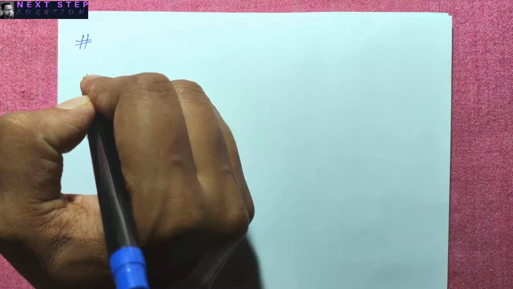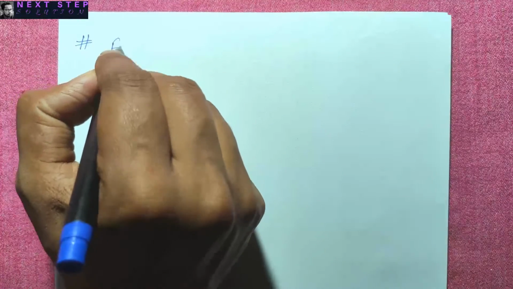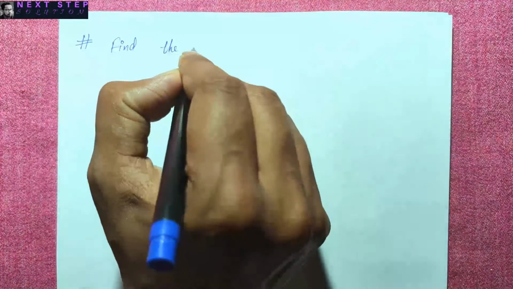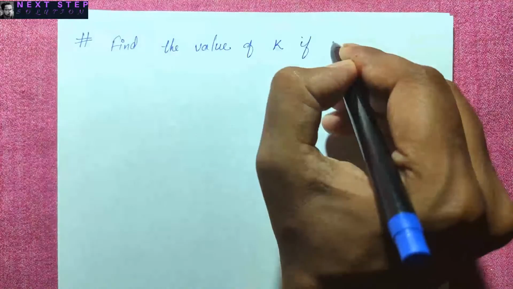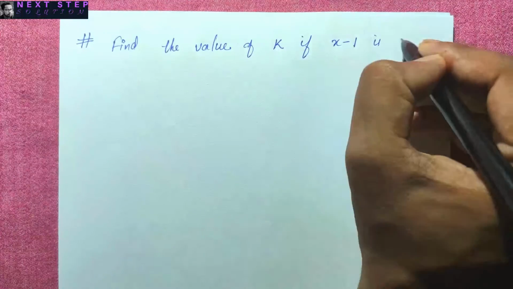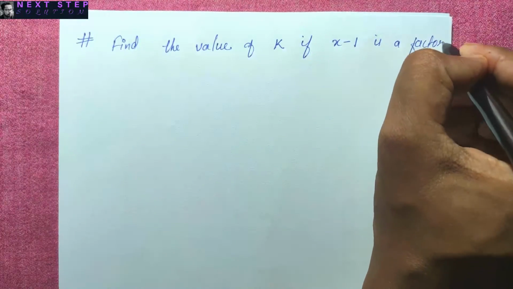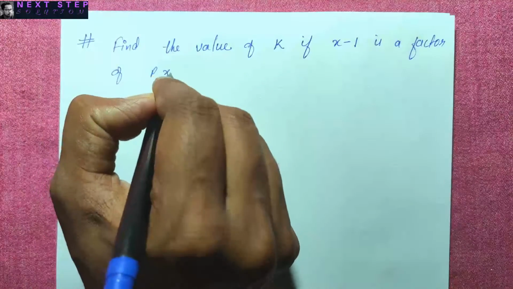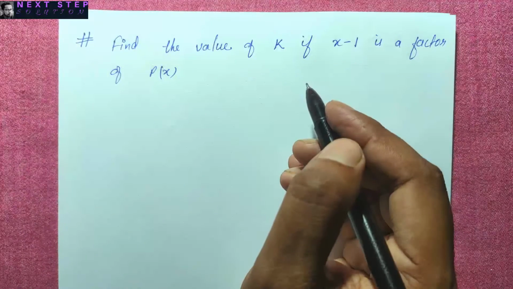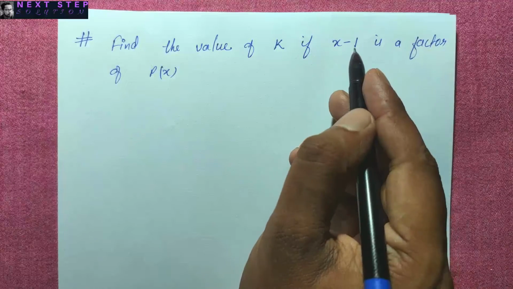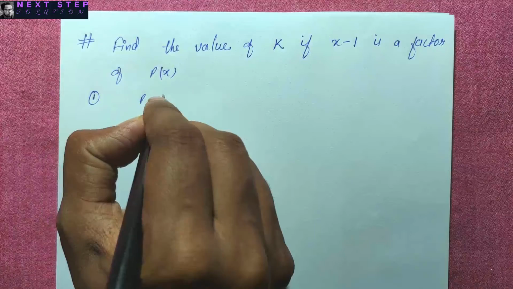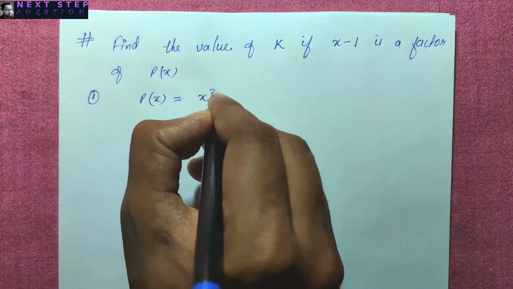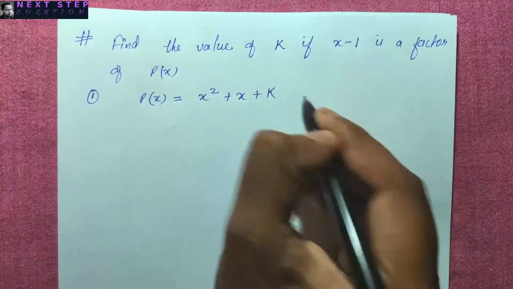Now another type of question we have here is: find the value of k if x minus 1 is a factor of the polynomial p of x. Now it is already told that x minus 1 will be the factor of the polynomial. Now suppose the polynomial given is p of x is x square plus x plus k. This is the polynomial given.